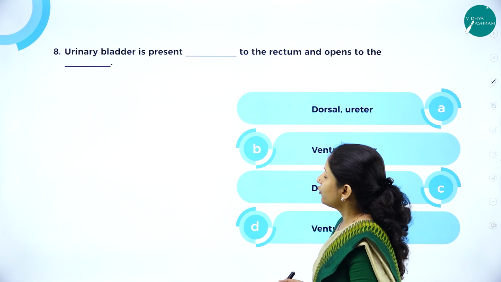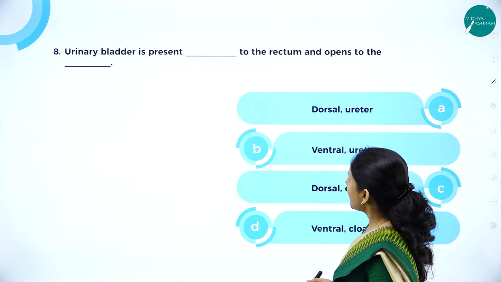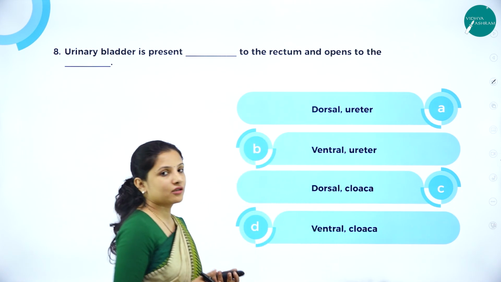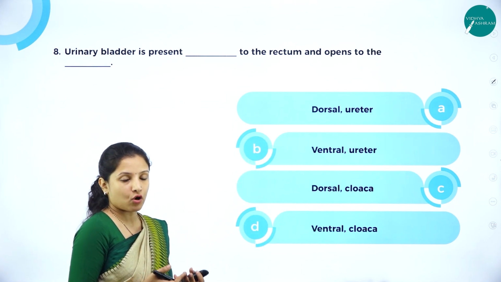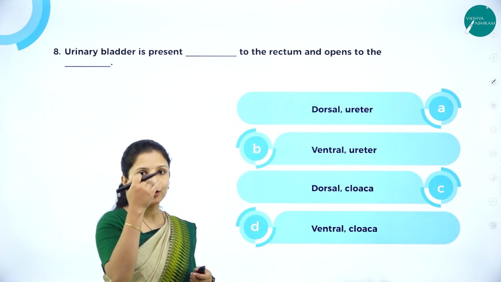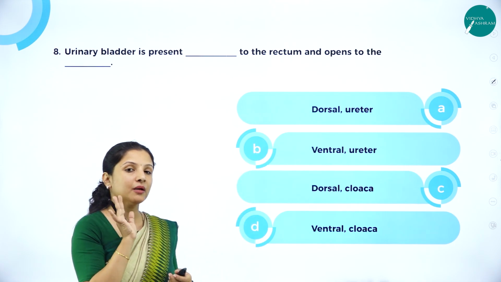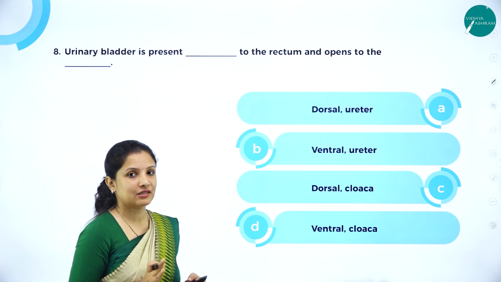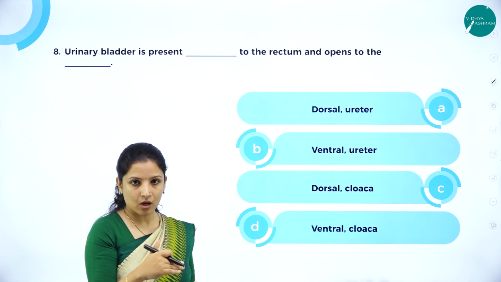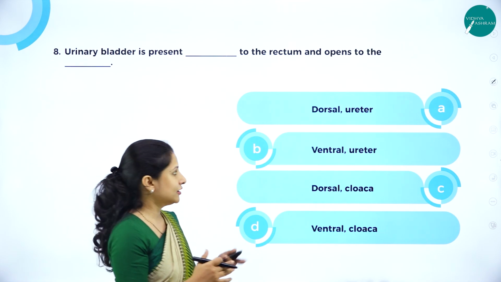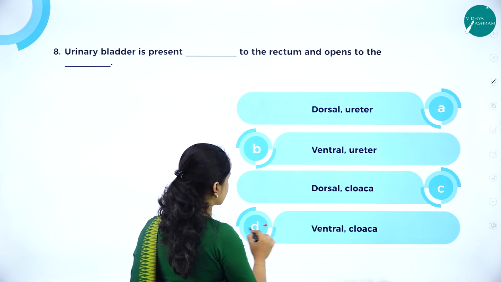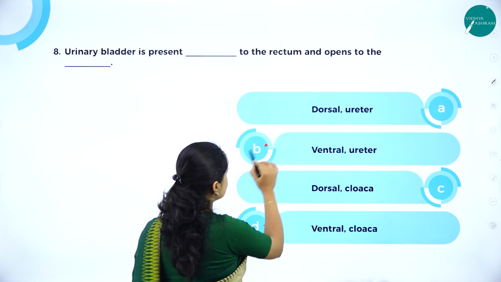Next question. Urinary bladder is present dash to the rectum and opens to the dash. Where is the urinary bladder? Is it present dorsal or ventral? We shall see. Dorsal means upper part, ventral means lower part. So remember the diagram of the excretory system in frog. Was the urinary bladder present at the top or at the bottom? At the bottom, right? So therefore it should be ventral. Wherever ventral is there, we have to select. So D also has ventral. I'll just put a dot here. B also has ventral.